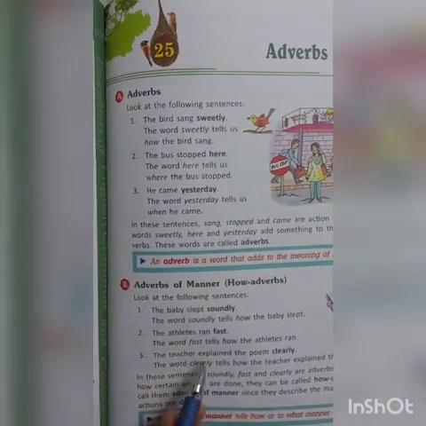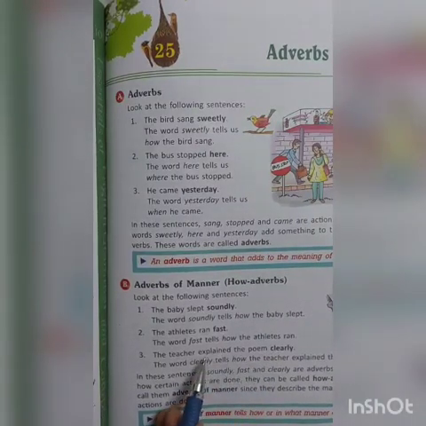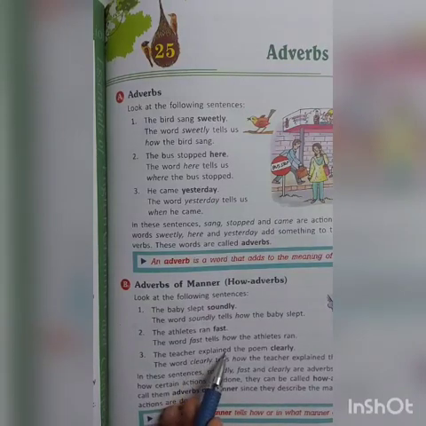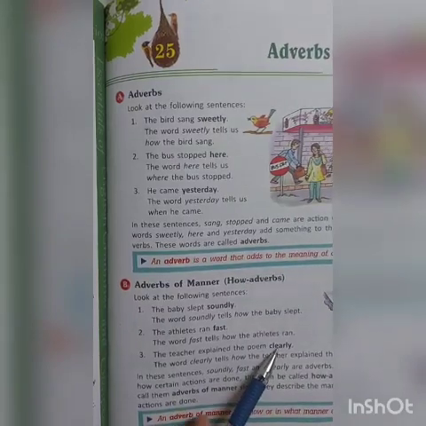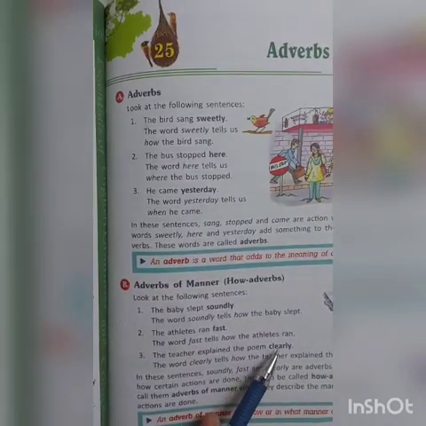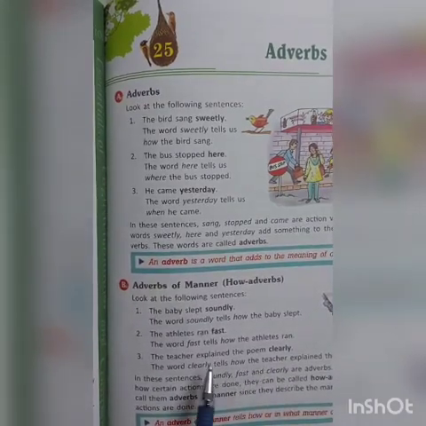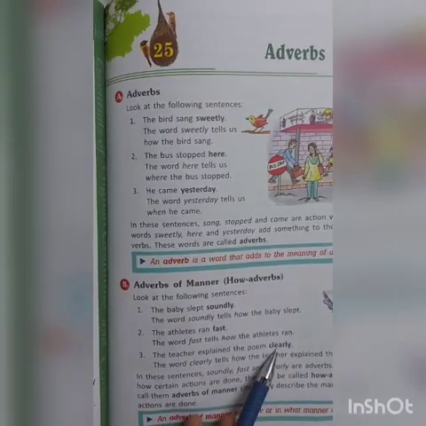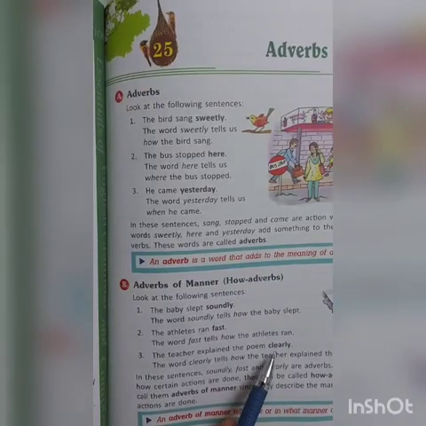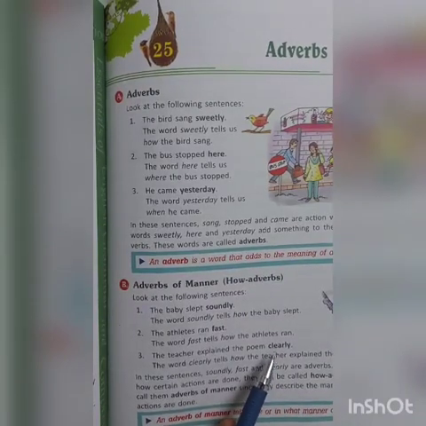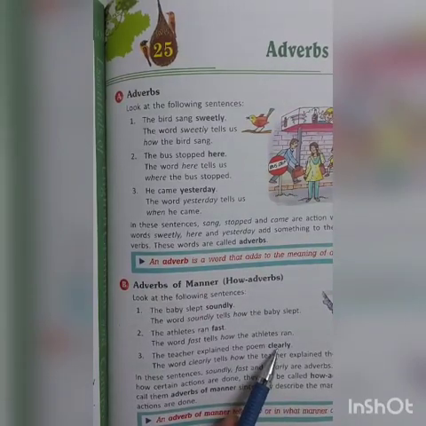Next, the teacher explained the poem clearly. Now here, explained is the verb, right? And the word clearly tells us how the teacher explained the poem. How did the teacher explain the poem? The teacher explained the poem clearly. Okay, so clearly is an adverb of manner because it is telling us how the teacher explained the poem.